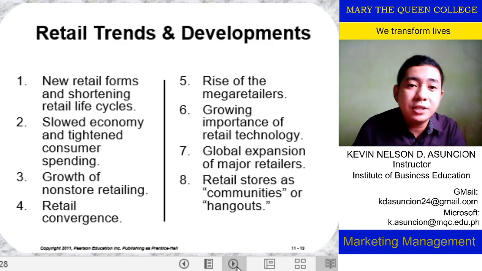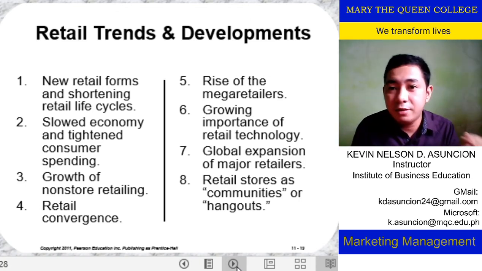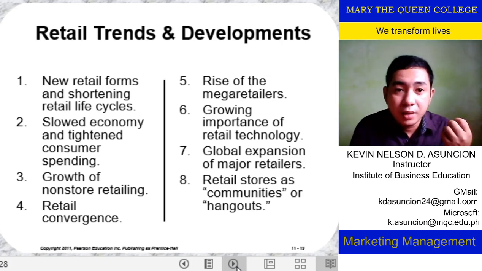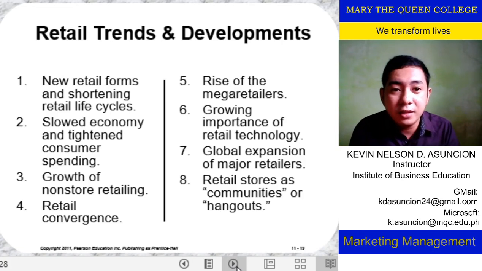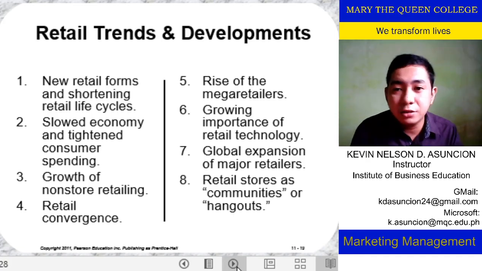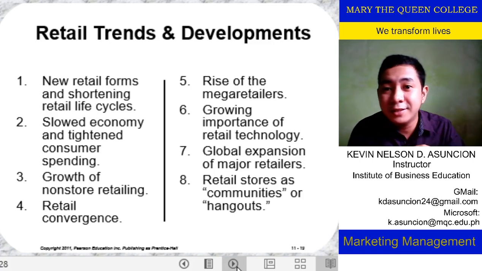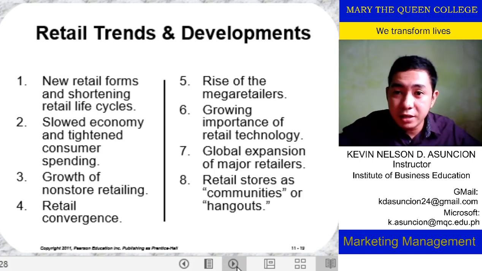So our retail trends and development right now is the new retail forms and shortening retail life cycles. Dahil mabilis na lang ngayon, maraming mga forms of retailing, especially in Facebook and other social networking sites. Meron ng mga nag-direct selling doon, no? And then slowed economy and tightened consumer spending, especially during this pandemic, and also kakatapos lang na bagyo. Then growth of non-store retailing, no? Yun nga, as mentioned in number 1, napaka-general kasi number 1. So growth of non-store retailing, hindi na ganun ka physical yung iba, no?